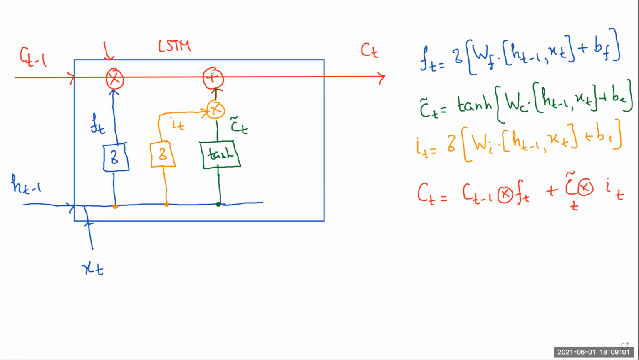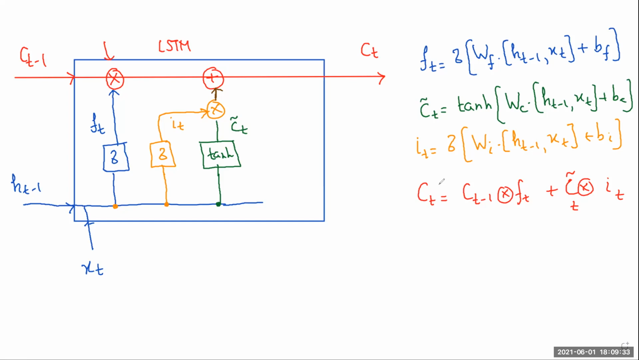So now you see, if you just look at the red part, there are two operations. You are forgetting something and you are adding some new information. What you forget is controlled by the forget gate. What you add is controlled by the input gate. Okay, so you can correlate it with the diagram. Now we are left with one final thing, that is we need to produce HT, right?